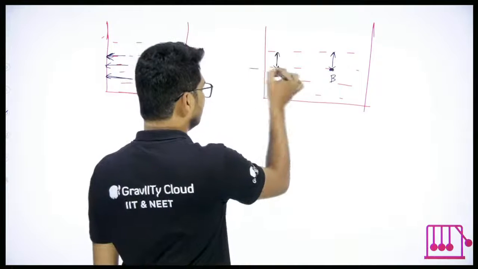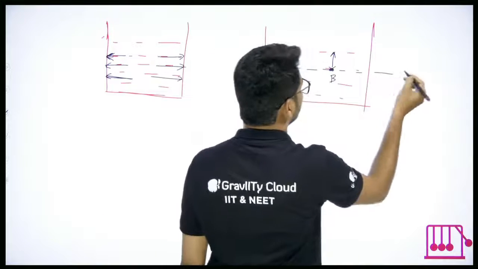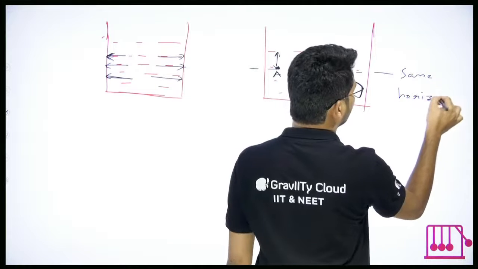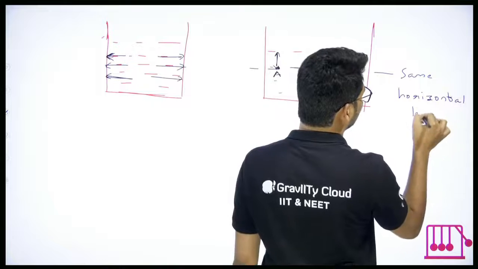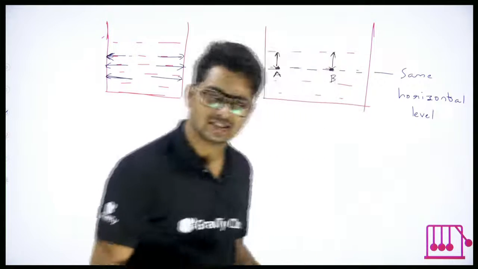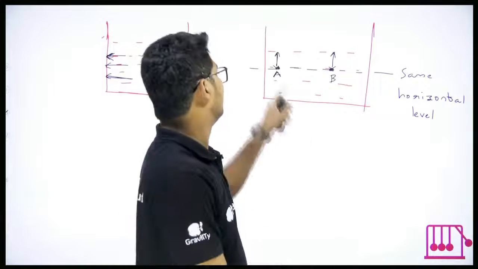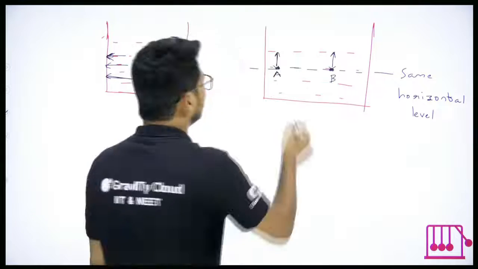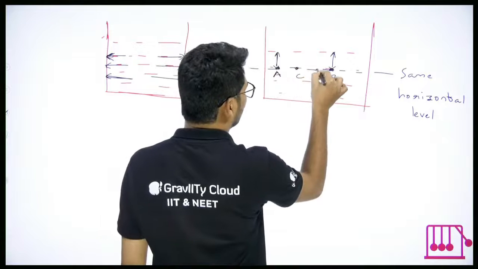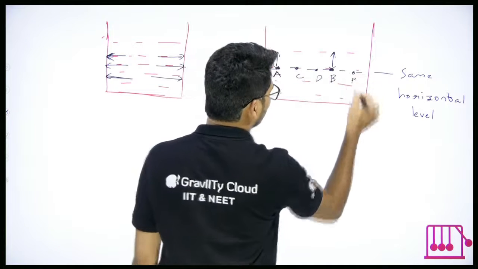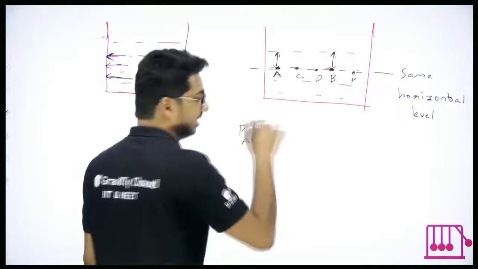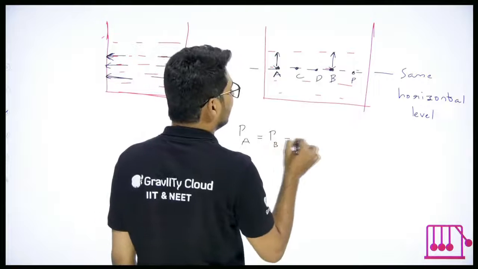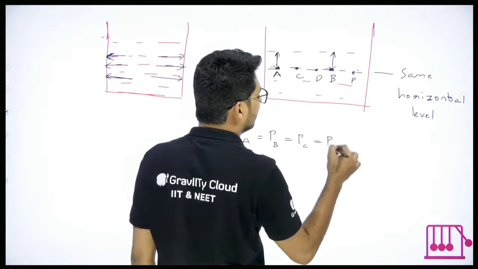That means that they are at the same horizontal level, right? So whenever there are points at the same horizontal level, then pressure at A will be equal to pressure at B. And why only A and B? You can take any point. You can take a point C, a point D, a point P, any point on the same level. When I say level, the same horizontal level, pressure will be equal.